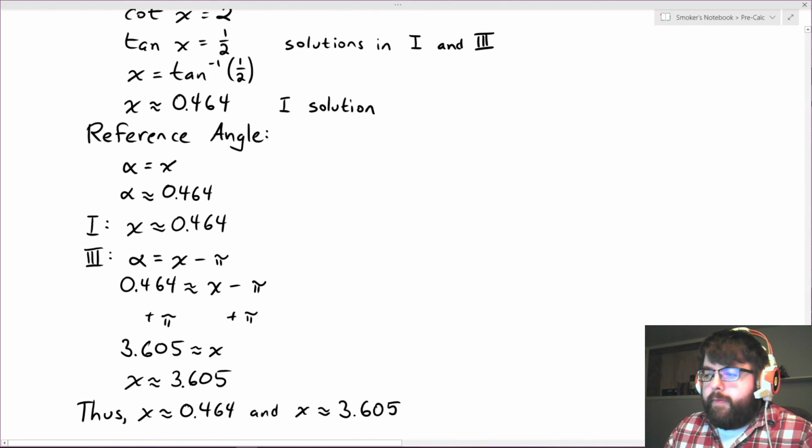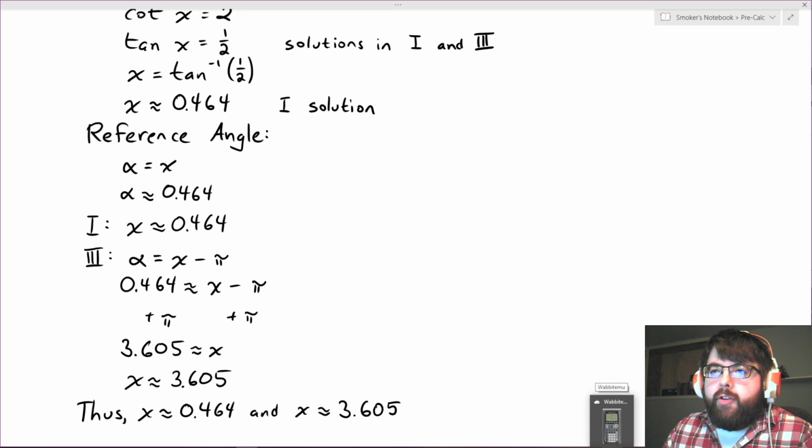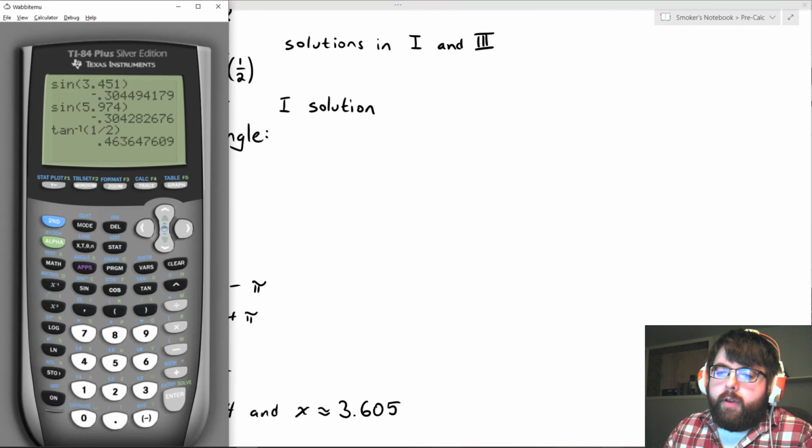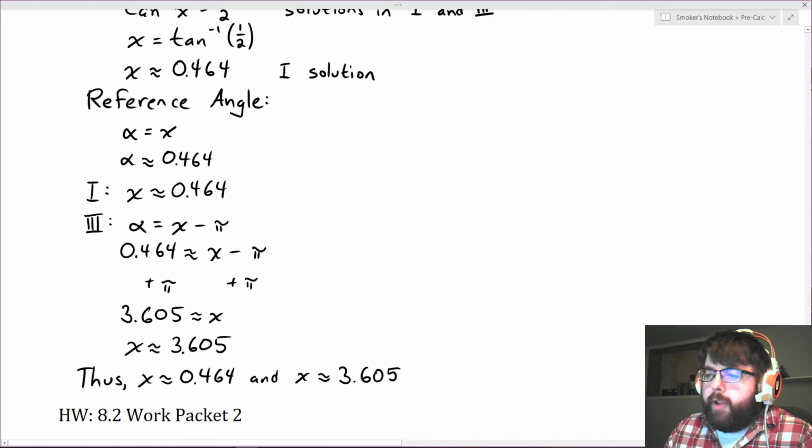Okay. Double checking these answers. I'm going to plug in for tangent and hope to get something close to positive 1/2. So tangent of 0.464 should be close to 1/2. Very good. Tangent of 3.605 should be close to 1/2. Very good. Okay. So hopefully this makes sense.